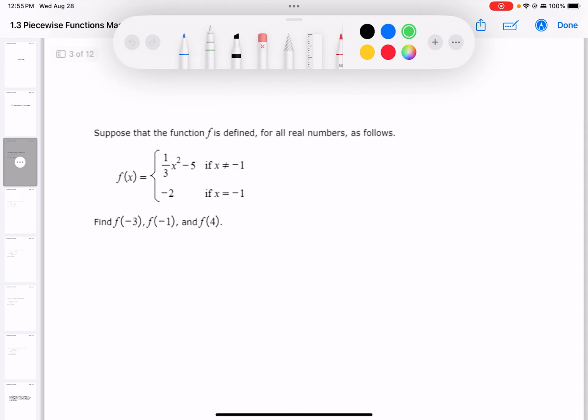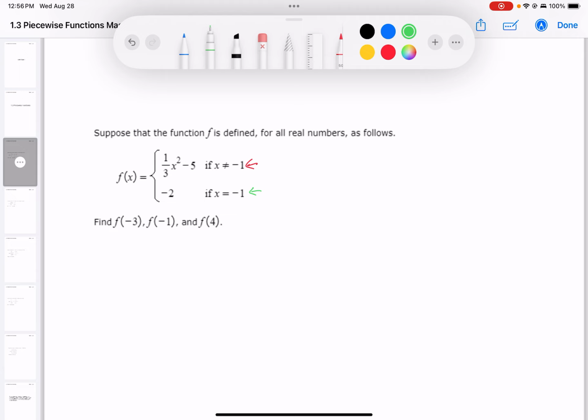So it says, suppose the function f is defined for all real numbers as follows. What this is saying is, if x is not equal to -1, so if we have any value whatsoever of x and it doesn't equal -1, then we're going to use this top equation. If x is equal to -1, so this bottom one, then we use that one.